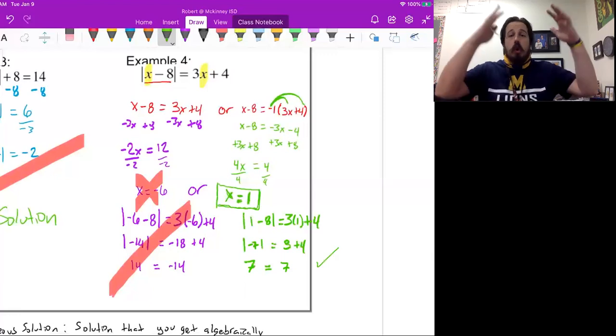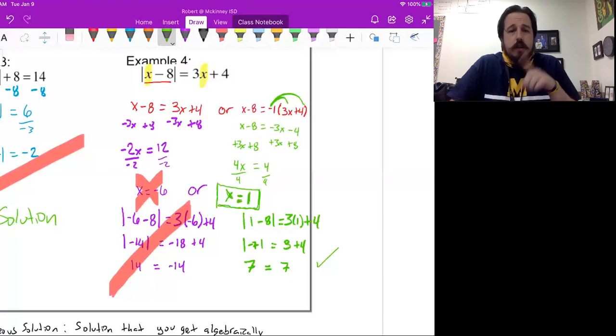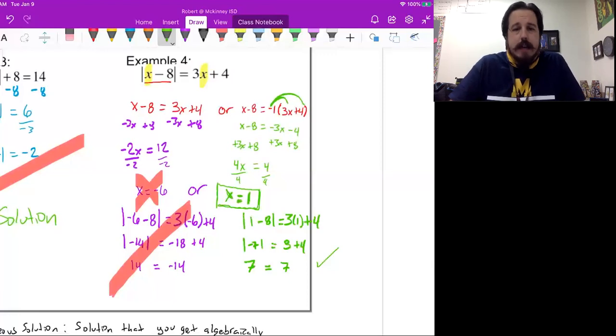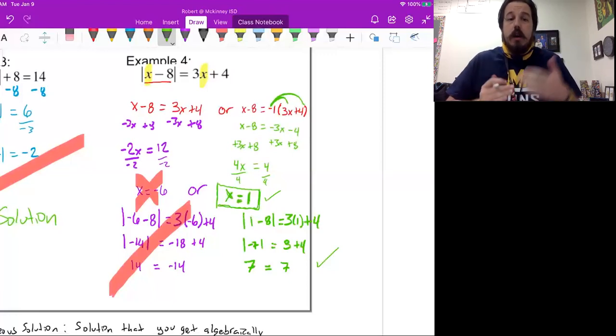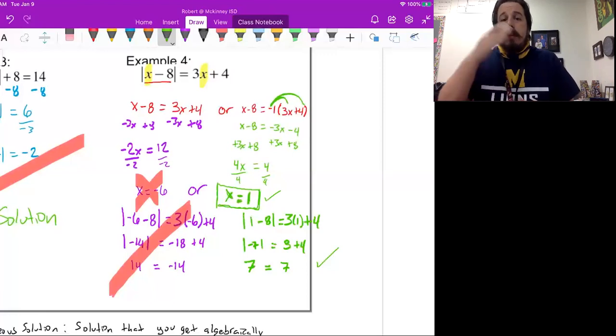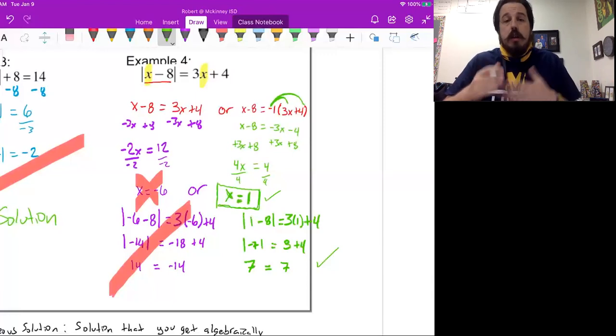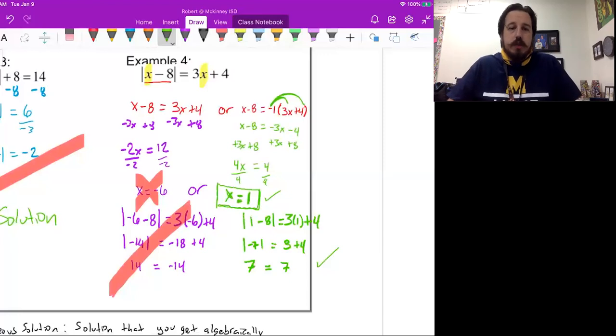So even though working it algebraically I got 2 solutions, one of those solutions was extraneous, didn't work for the situation, and so it isn't an actual solution. So I'm left with just x equals 1 as my only solution. Should the case have been that both x equals -6 and also x equals 1 were extraneous, then in that situation, you would have no solution.